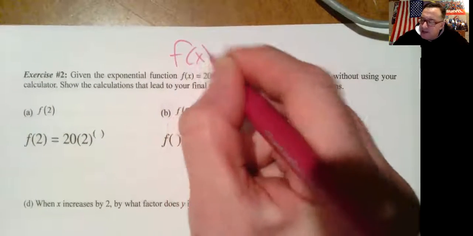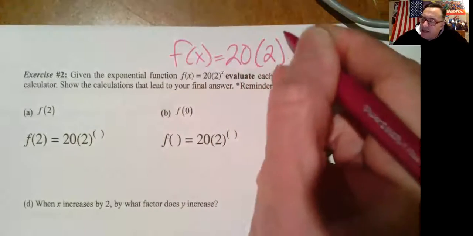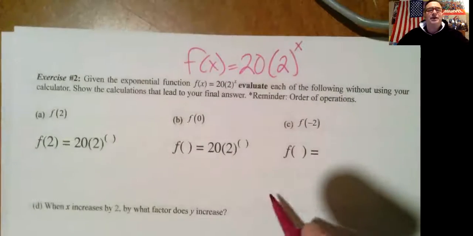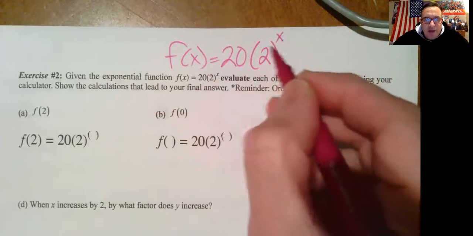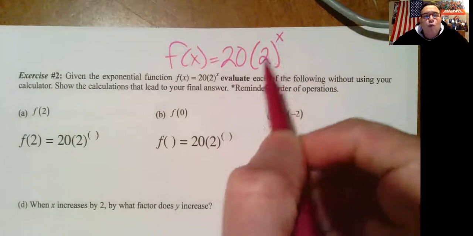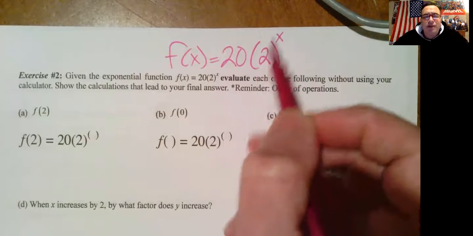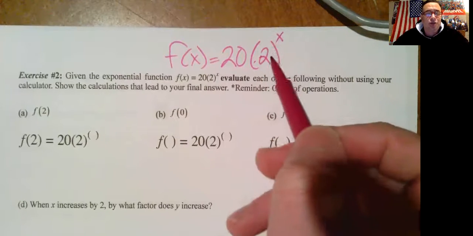So if I have f of x equals 20 times 2 to the x power, what makes it an exponential function is where the variable is. If I've got a variable in my exponent, that is an exponential function. It means as that changes, what I'm changing is the number of times I'm raising this to the power. So I'm multiplying by 2 more and more times as I do this.